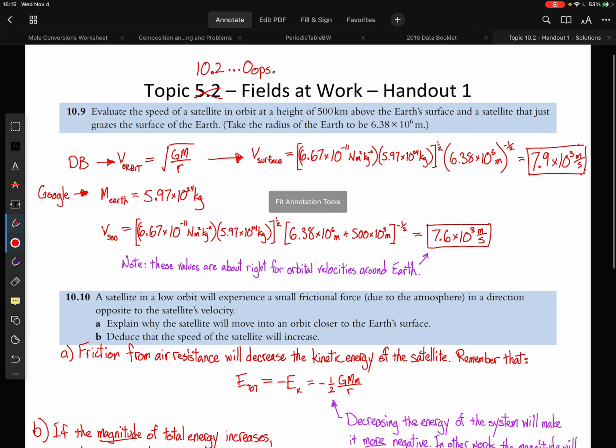So, first question, you were asked to evaluate the speed of a satellite in orbit at a height of 500 kilometers above the Earth's surface, and a satellite that just grazes the surface of Earth. And we should assume that the radius of the Earth is 6.38 times 10 to the 6 meters. Okay, all good so far.